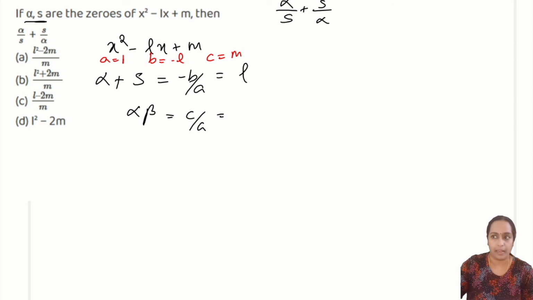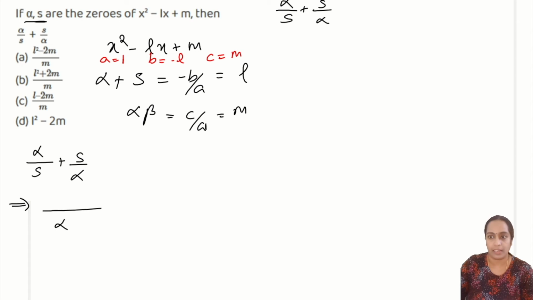C by a, which is going to be m by 1 again, so it is m. After finding the sum of zeros and the product of zeros, let me see how I will write this as alpha by s plus s divided by alpha. So when I take the LCM, it's going to be alpha multiplied with s, alpha square plus s square in the numerator. What is a square plus b square?